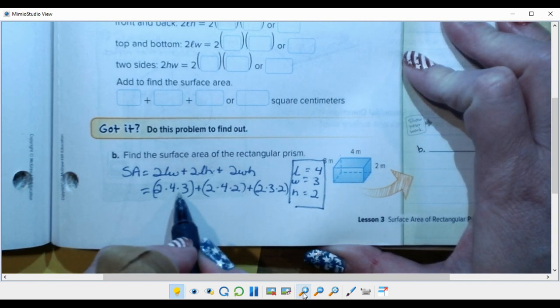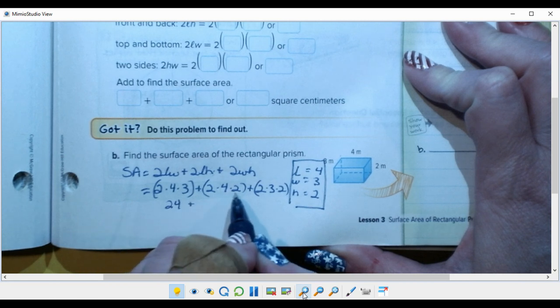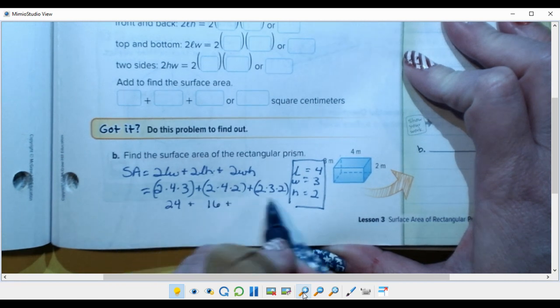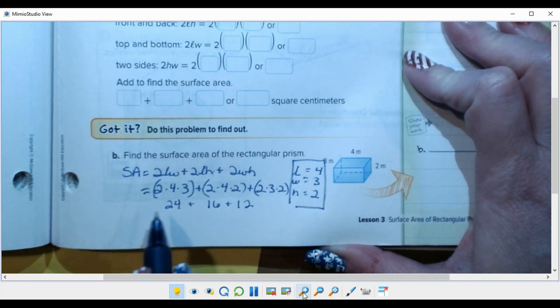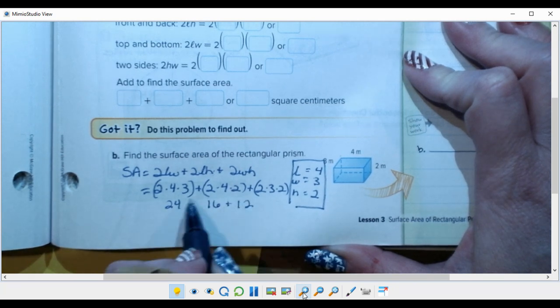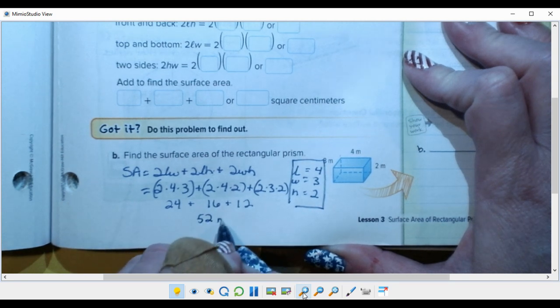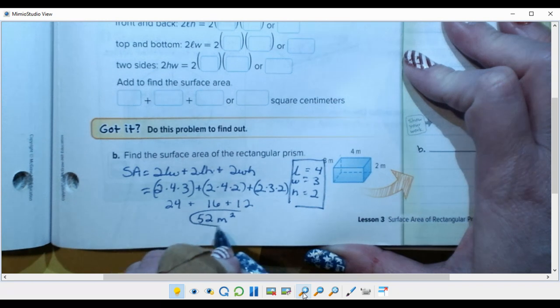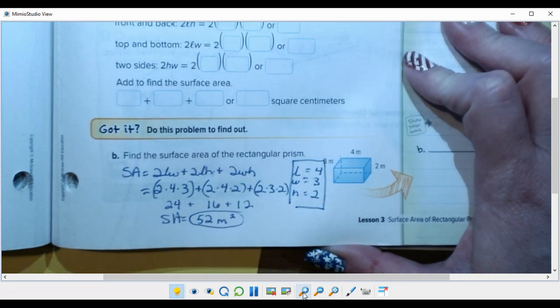So 2 times, I'm going to do 12. 4 times 3 is 12, times 2 is 24. 4 times 2 is 8, times 2 is 16. 3 times 2 is 6, times 2 is 12. And then we'll add them all up. I know this is 36, 46, and 6 more is going to be 52. My units were meters, and since I'm talking about area, I'm going to use the label squared.